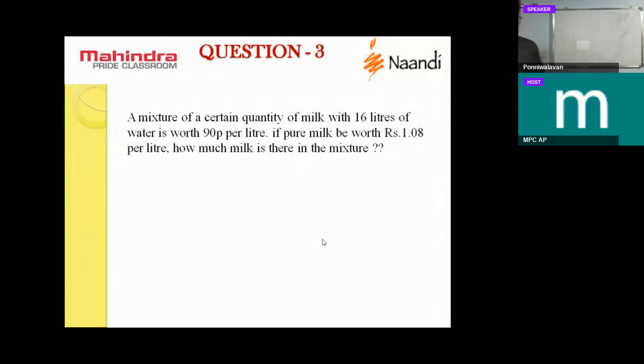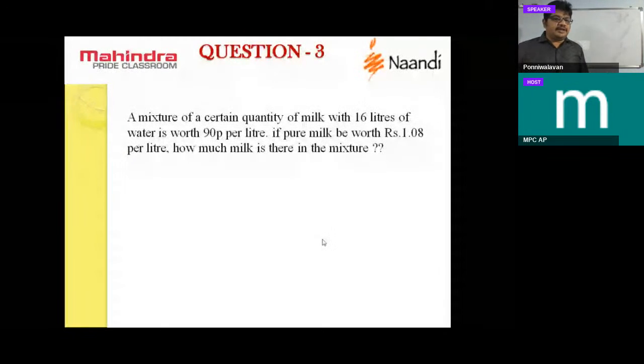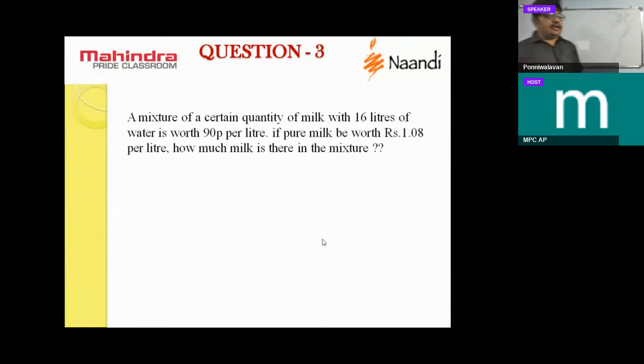It's an easy question. A mixture of a certain quantity of milk with 16 liters of water is worth 90 paise per liter. If pure milk is worth 1.08 rupees per liter, how much milk is there in the mixture? So what are the quantities they are mixing? Water and milk.